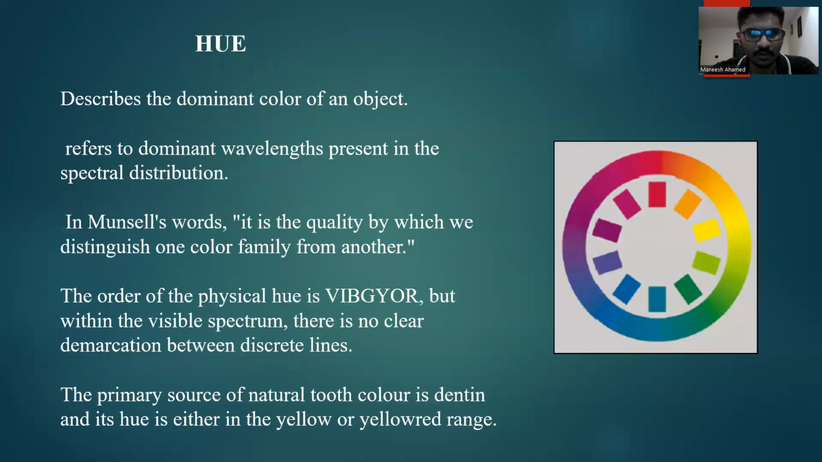The hue describes the dominant color of an object and refers to the dominant wavelength present in the spectral distribution. In Munsell's words, it is the quality by which we distinguish one color family from another. The order of the physical hue is VIBGYOR, that is violet, indigo, blue, green, yellow, orange, and red. But within the visible spectrum, there is no clear demarcation between these distinct lines. The primary source of natural tooth color is dentin, and its hue is either yellow or yellowish orange.